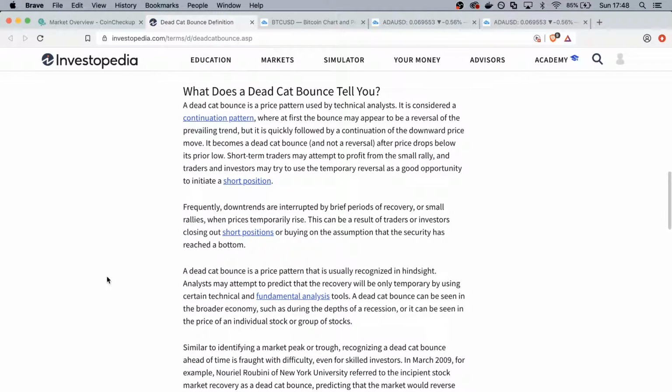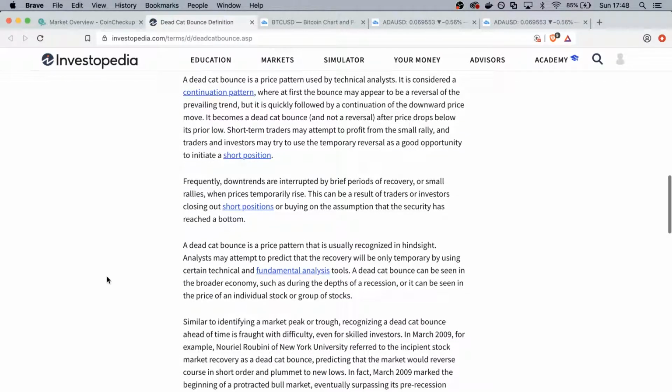So what does a dead cat bounce tell you? A dead cat bounce is a price pattern used by technical analysts. It is considered a continuation pattern where first the bounce may appear to be a reversal of the prevailing trend, but it is quickly followed by a continuation of the downward price move. It becomes a dead cat bounce and not a reversal after the price drops below its prior low.